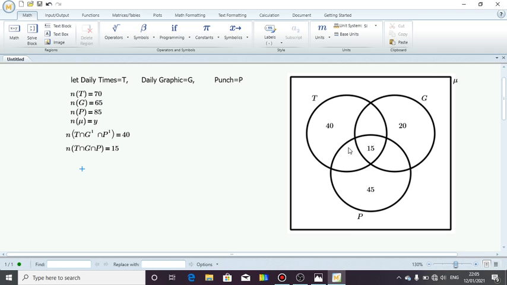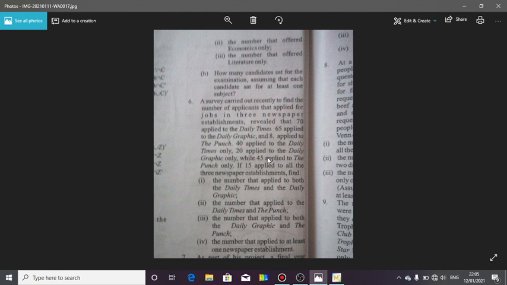If you look at this question very well, you see that we don't know those that apply to Daily Times and Daily Graphics, which are supposed to be here. We don't know those that apply to Daily Graphics and Punch, which are supposed to be here. Then we don't know those that apply to Daily Times and Punch, which are supposed to be here. So we have so many unknowns. Let's see again before we move on. Let's just glance through the question.